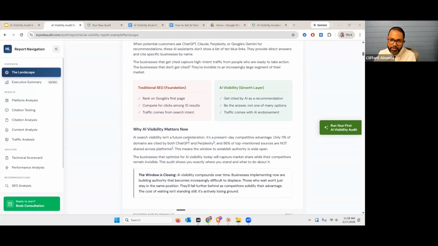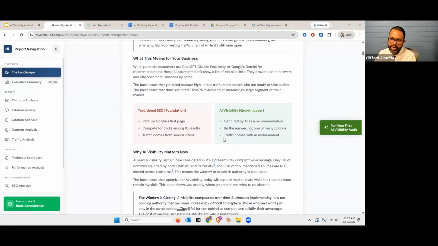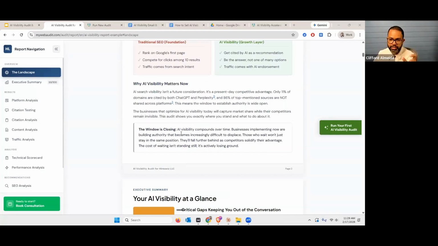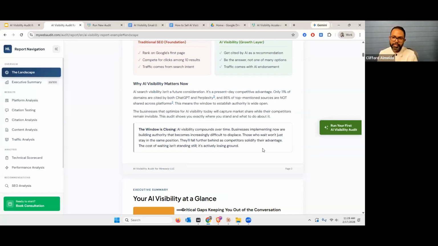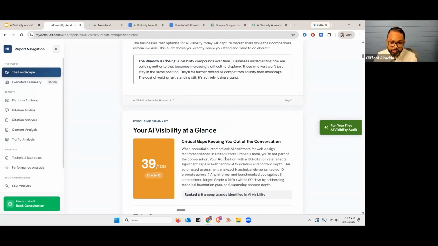We then set a foundation of what traditional SEO is and why it matters and what AI visibility looks like, and that it's just a growth layer on top of it that is in its infancy stages, and that window and that opportunity is closing, and that's what the messaging looks like here. The reality is, if you start now, just like with SEO, obviously you're going to be more competitive months or weeks and definitely a year from now. And the data shows that this is not going anywhere.